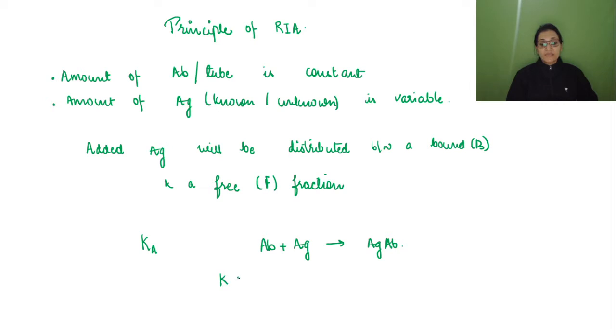So K is equal to the antibody antigen complex divided by the individual concentrations of antibody and antigen. The numerator and denominator are not the same. This distribution is governed by the association constant. This K is the association constant.